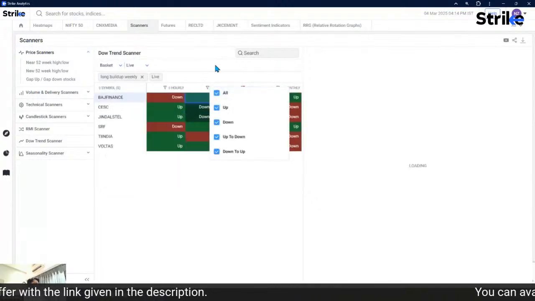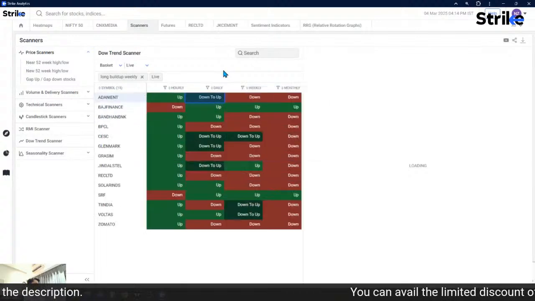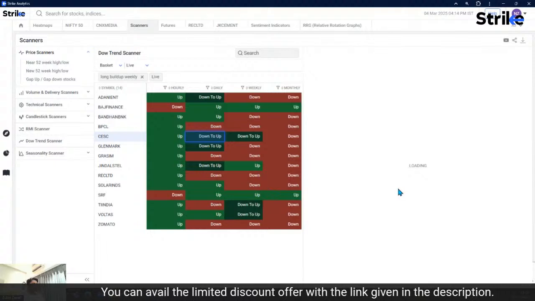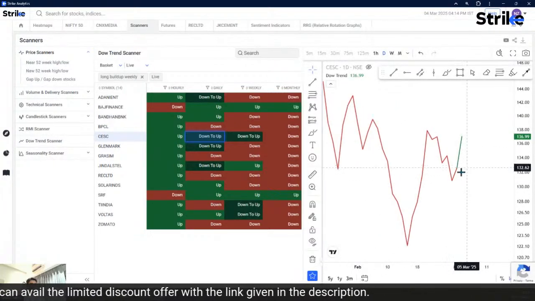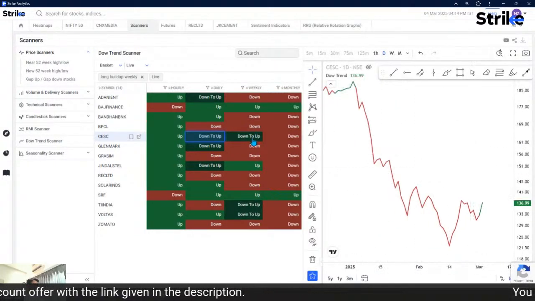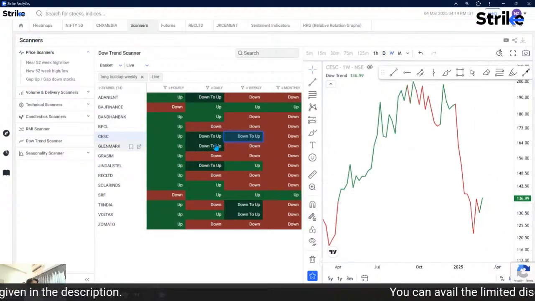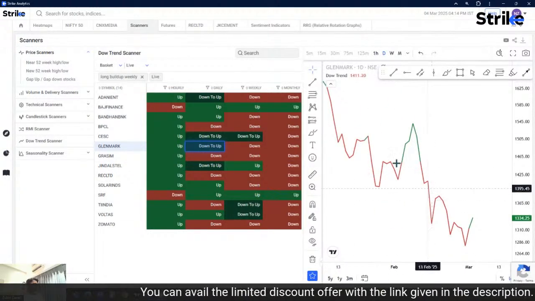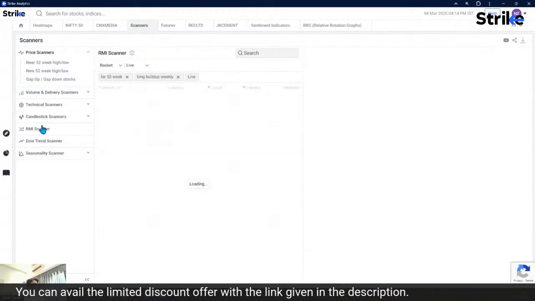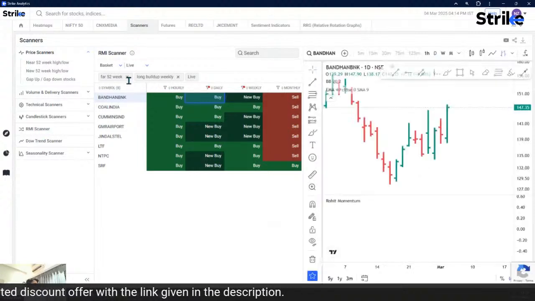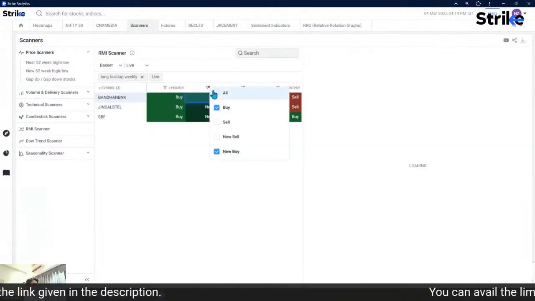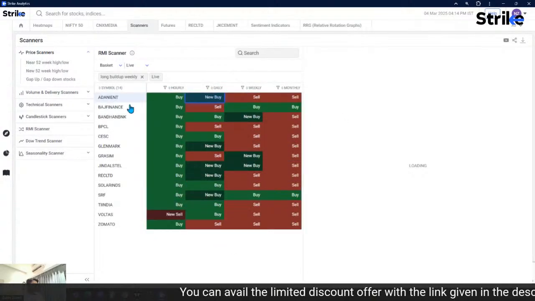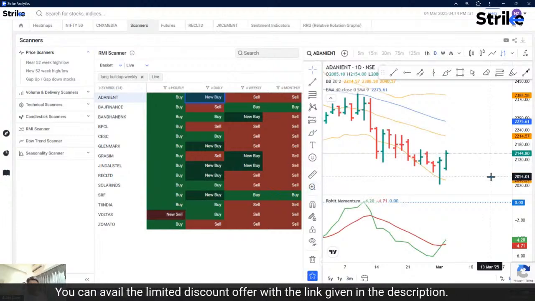Let me remove all these filters. Over here you will get, all right, CESC, the trend has changed on the daily chart from down to up. So you can focus on these stocks. On the weekly as well, it's going up. Glenmark, Jindal Steel. And similarly, you can also put up something like this over here, long build up weekly, and you can have a look at which are the buys and new sells and all this in one screen like this.